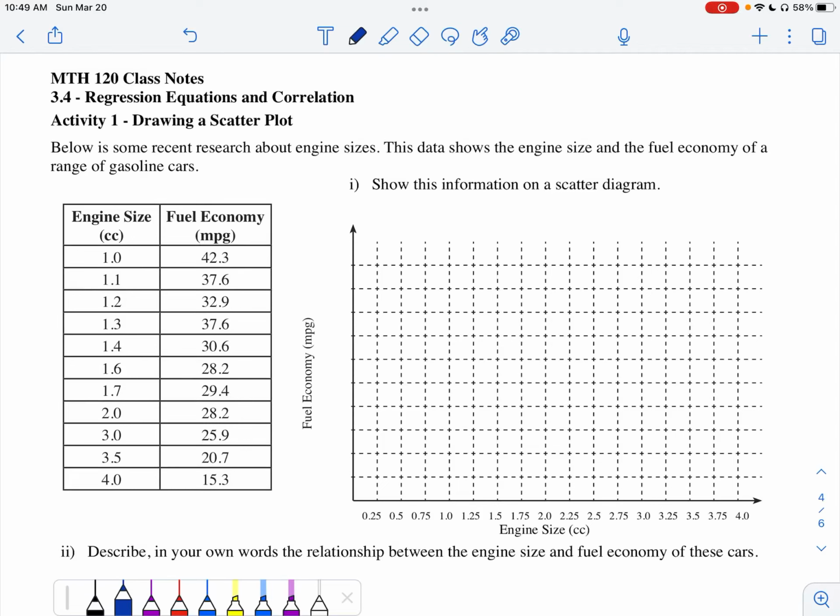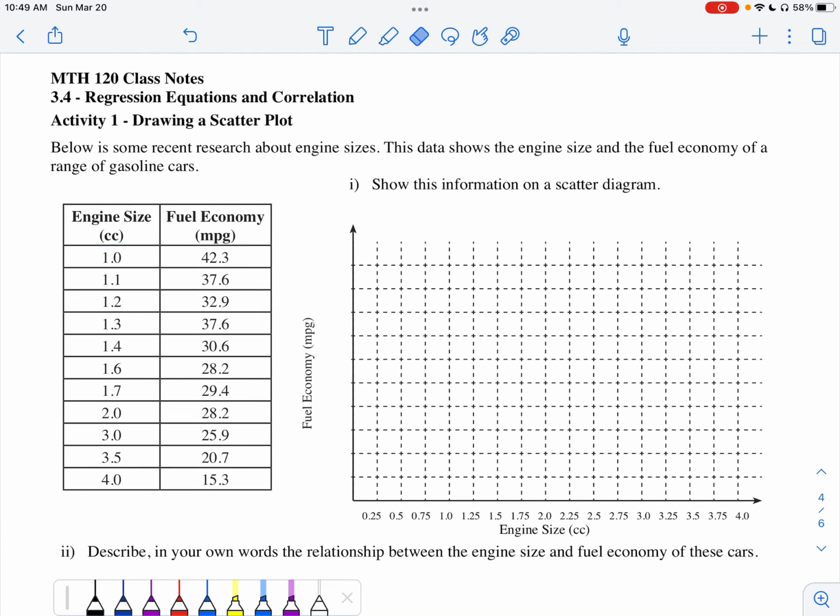All right, so section 3.4 is going to be all about regression equations and correlation. So the first thing we're going to do is look at some data and draw a scatter plot. It says below is some recent research about fuel engine sizes. This data shows the engine size and the fuel economy of a range of gasoline cars. So we have our engine size in cc's and we have our fuel economy in mpg.